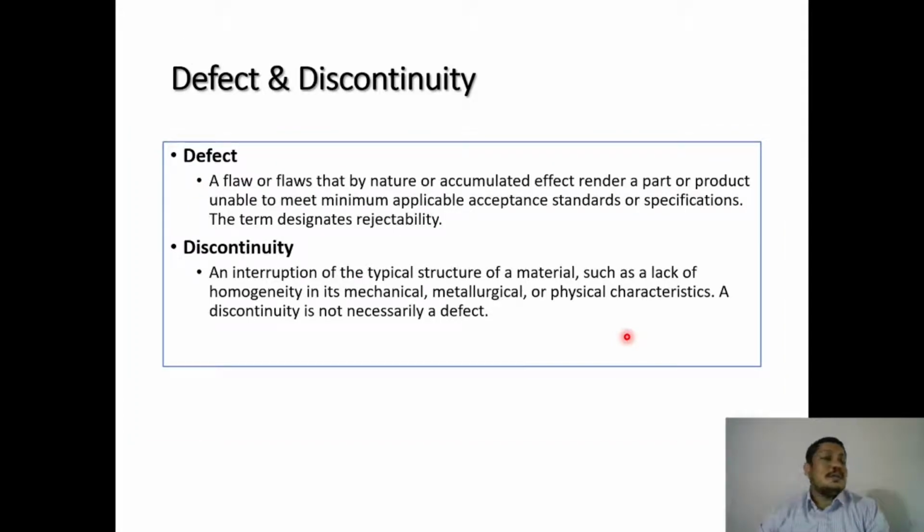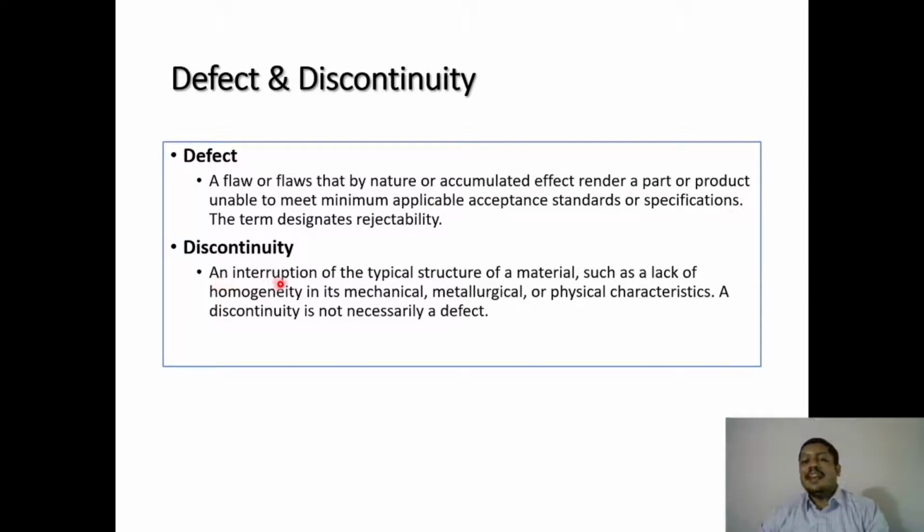So what is a defect? There is a similar terminology you can also come across, that is called discontinuity. Normally a defect is a rejectable flaw inside any material. It can be a flaw or flaws that by nature or accumulated effect render a part or product unable to meet minimum applicable acceptance standards or specifications. So that is called a defect.